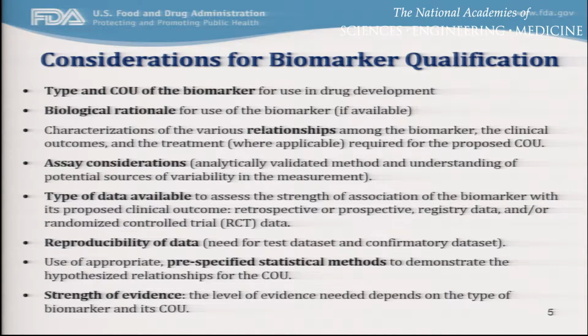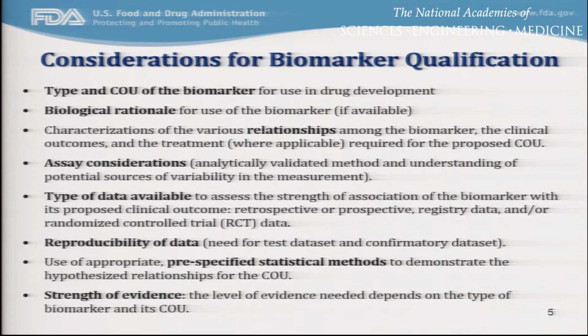In the meantime, here are some considerations for biomarker qualification. It's important to think about the type of biomarker you have and its context of use, as I mentioned already. The biological rationale is nice to have. It increases your confidence in the biomarker, but for proteomic signatures, genomic signatures, and microRNAs, the biological rationale may be a challenge. The relationship between the biomarker and the clinical endpoint or outcome is a very important consideration. Thank you, Mark. You already covered the assay considerations, but we do look for an analytically validated assay so that we can trust the biomarker data. Many different types of data are acceptable in biomarker qualification, retrospective data, prospective data, et cetera. But again, reproducibility is very important.